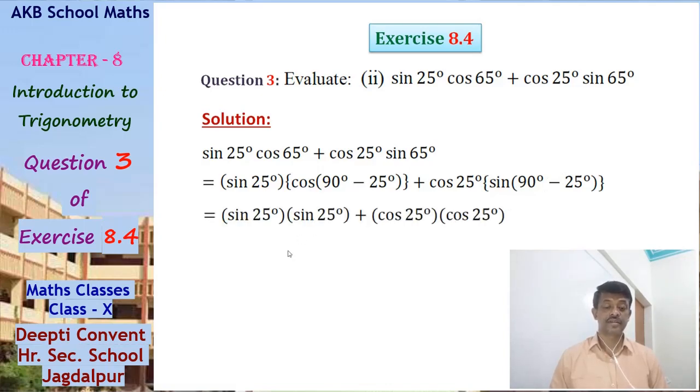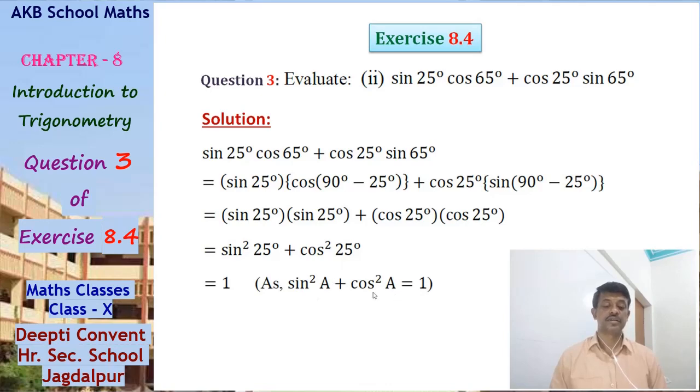So writing this, now we get sin square plus cos square. The angle is the same. So this equals 1, as sin square A plus cos square A equals 1. So this value is reduced to 1. We are getting the value of this as 1. So here we use only complementary angles, the method of converting complementary angles, and using this relation we have got like this. First also 1, second also 1. So that was the solution of question third of exercise 8.4.